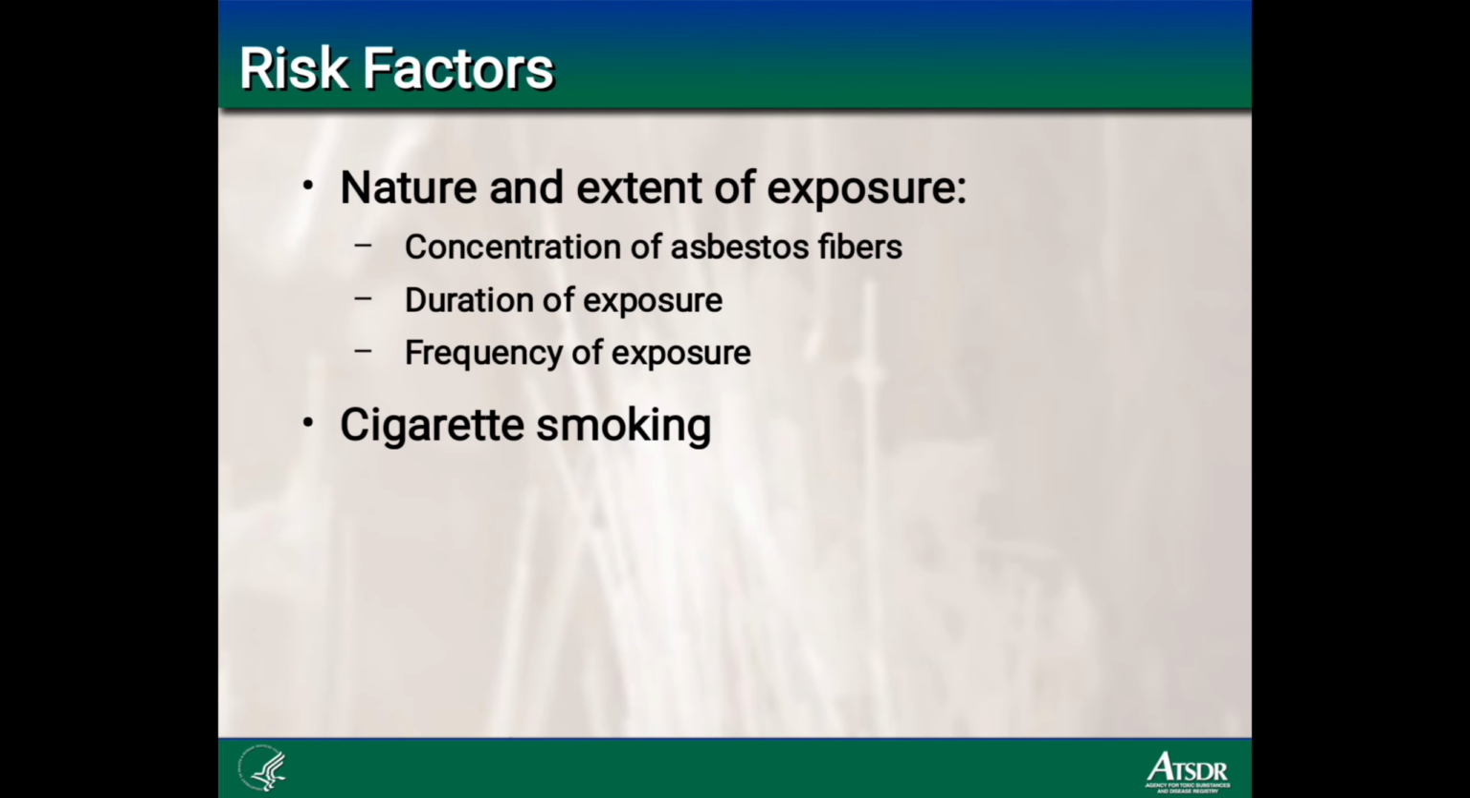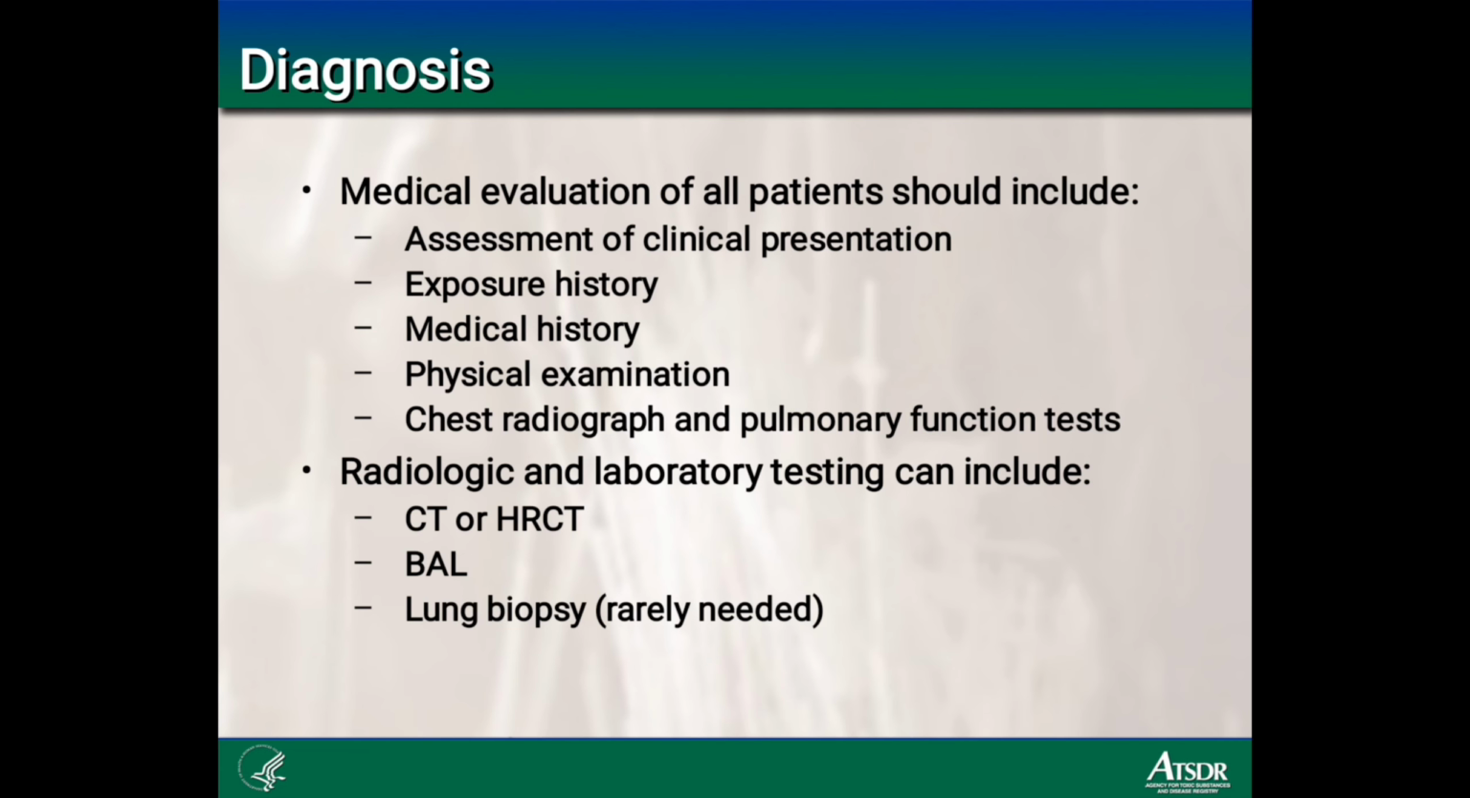The risk factors involved are: first of all, nature and extent of exposures, and the second factor, the most severe one, is cigarette smoking. Nature and extent of exposure consists of three parts: concentration of asbestos fibers, duration of exposure, and frequency of exposure. Cigarette smoking, we've already discussed before. It is synergistic.